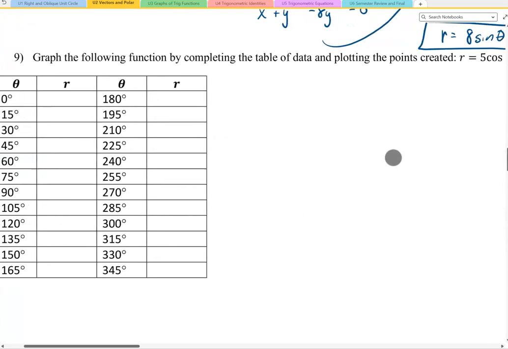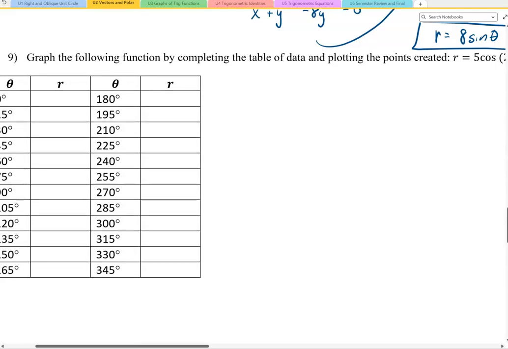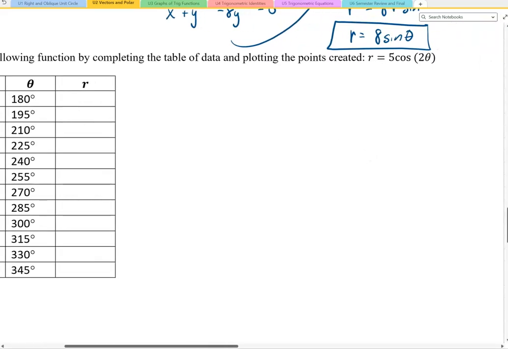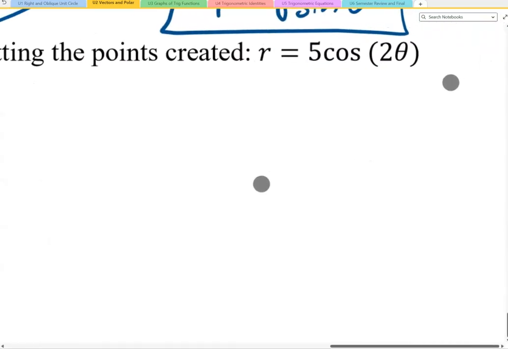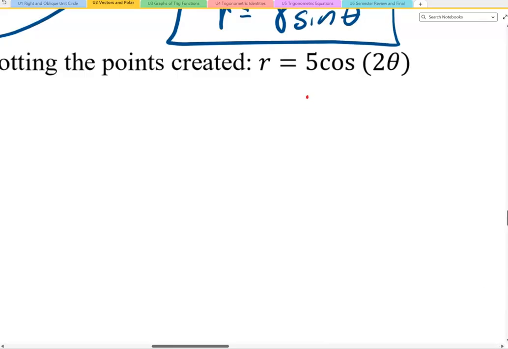Now for this last example, everything up until now was done without a calculator, and 9 can be done for the most part without a calculator as well. It's just that some of these angle measures aren't super nice. For example, if I had a theta value of 15, normally that's a concern of mine. But if you notice here, cosine of 2 times 15 ends up being 30, and I could tell you what cosine of 30 is. That's the x value at 30 degrees, but I may not know the decimal.